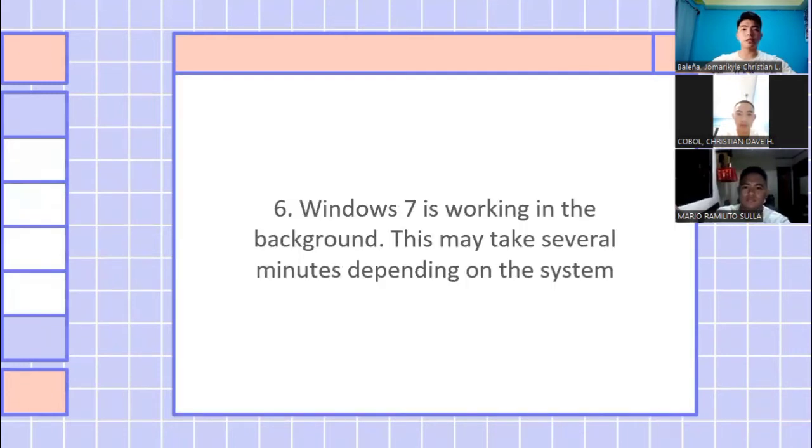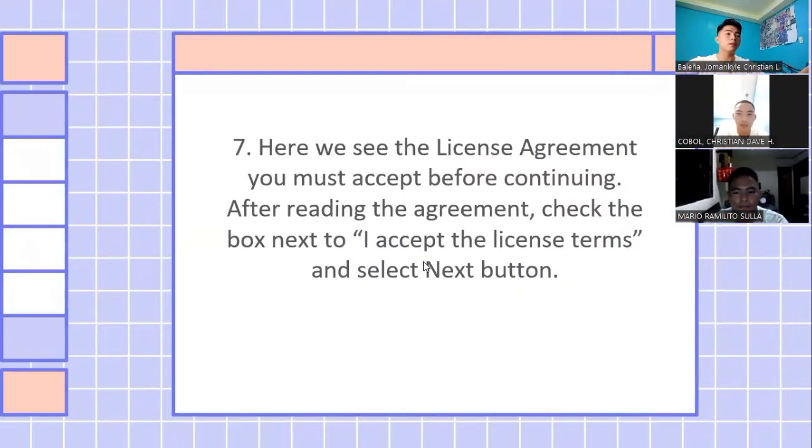Number 6, Windows 7 is working in the background. This may take several minutes depending on the system. Number 7, here we see the license agreement you must accept before continuing. After reading the agreement, check the box next to "I accept the license terms" and select the Next button.